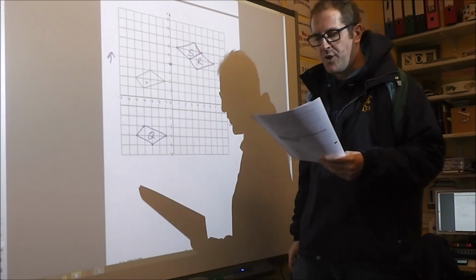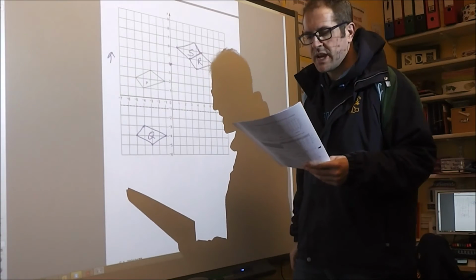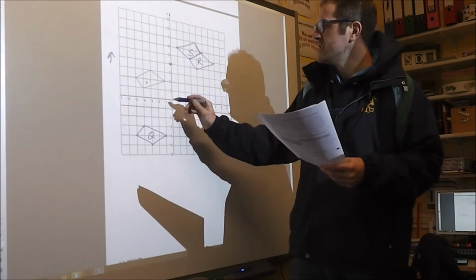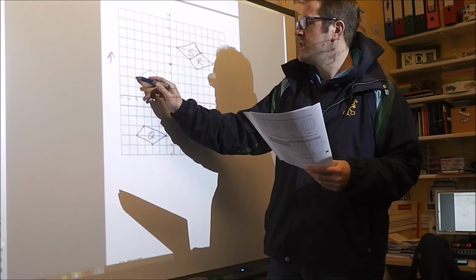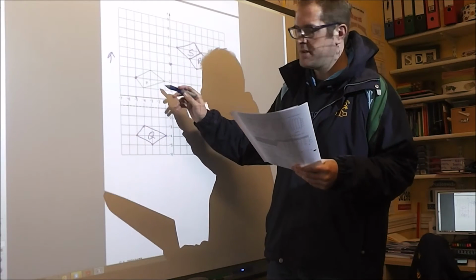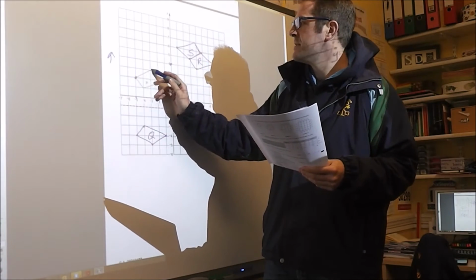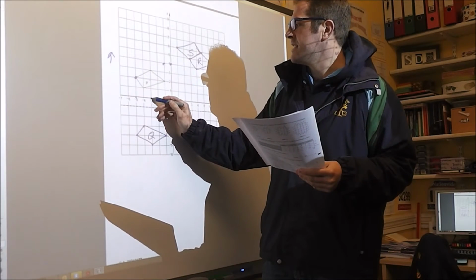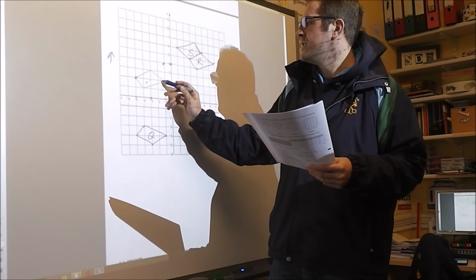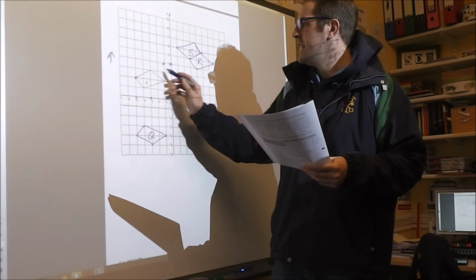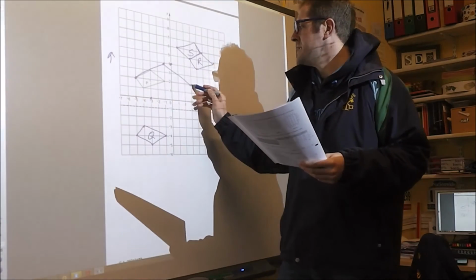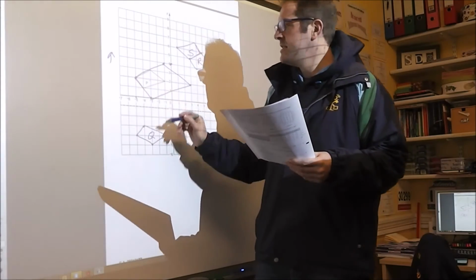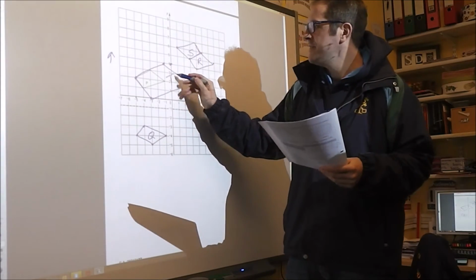And then in part 4, you enlarge it, scale factor 2, centre of enlargement -5, 2, so there's your centre of enlargement. So everything becomes 2 times longer. So that goes out to there, that comes out to there, 1, 2, 3, 4, 1, 2, 3, 4, and that goes there. So enlargement is 2 times bigger. Let's label that T.